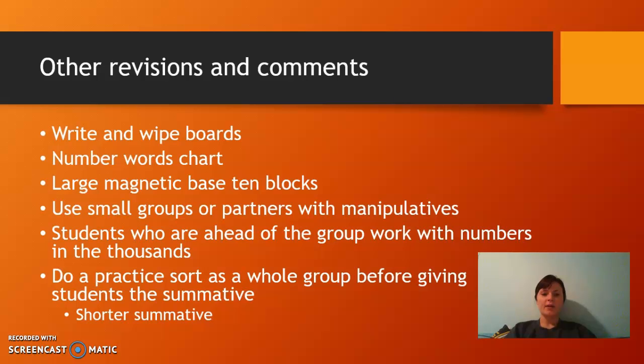And then students who are ahead of the group, I would give them maybe an extra assignment at the end of lessons because they tend to finish earlier than others that deal with working with numbers in the thousands. And then finally, for the summative, I would do a practice one as a whole group before giving students the final summative, and also make it shorter because a lot of them felt pretty comfortable at that point in the unit, and so I didn't feel like they needed to do a ton of sorts.